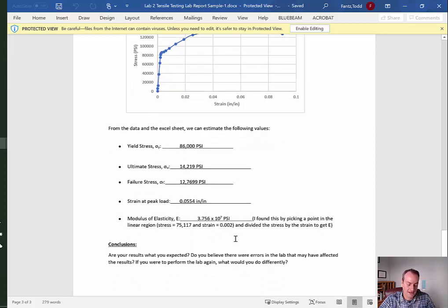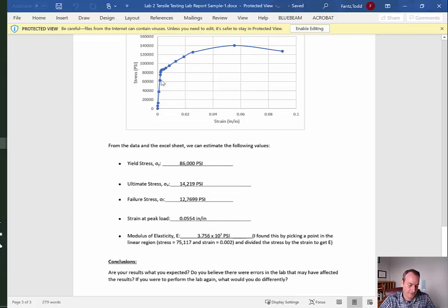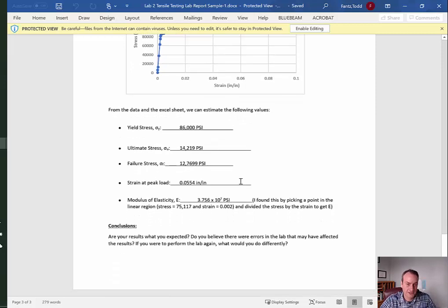Modulus of elasticity, how did I find that? That's the slope. I picked a point in the linear region and then divided the stress by the strain, which is our equation. So I picked a point in here. I don't remember which one. Probably like this one, maybe. Yep, 75, 117. Yeah, that's it. So I just picked a point in here. I should get about the same slope no matter which point I pick. This is totally up to you on how you want to interpret your data. And then conclusions I'll leave up to you as well, right?